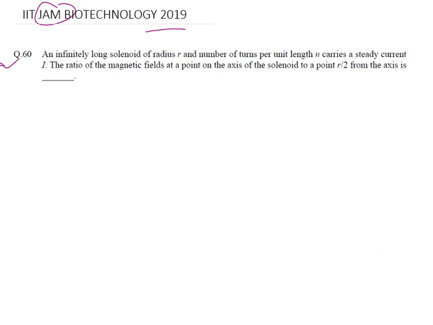This is question number 60 from section 3. That means it is a numerical answer type question. And in this type of question, we need to find a numerical value as an answer. So let's see what is in this question.